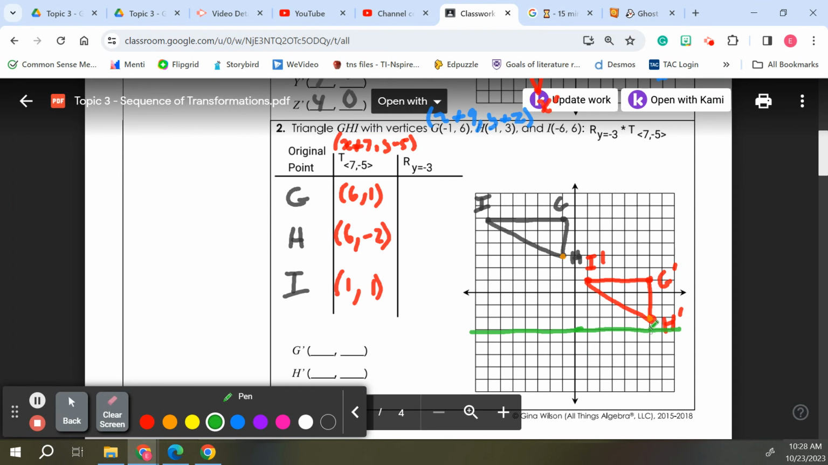So H is 1 spot away from the line of reflection. So here is my H double prime. G is 1, 2, 3, 4 points away. So here is my G double prime. And then I is 1, 2, 3, 4 points away also. So it lands right there. There is my I double prime.